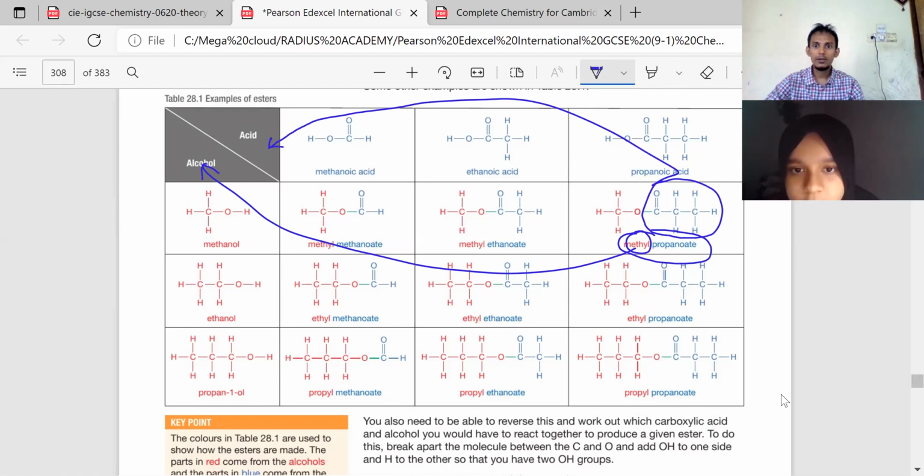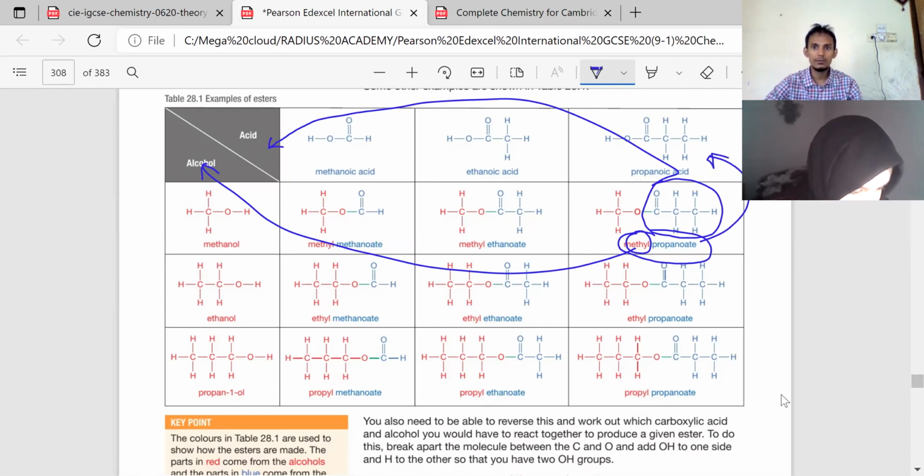So what you need: to make the methyl group, you need methanol, a 1-carbon alcohol, and in order to form a propanoate, you need propanoic acid, because propanoic acid has 3 carbons. So the rest of the thing will join here. So that's how it goes. Do you understand what I am saying? This one?